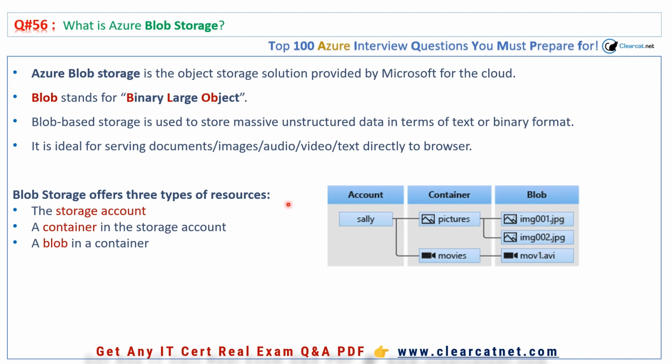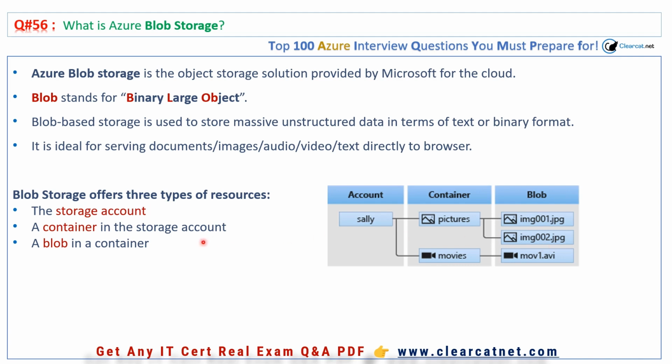So this shares three types of resources: account, container, and blob, and the structure looks like this. The account can be named anything, the container is the kind of object you want to keep inside it, and finally the blob would be the image, audio, text, or video.